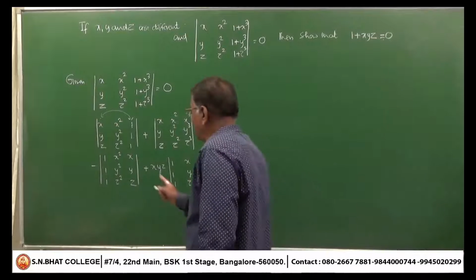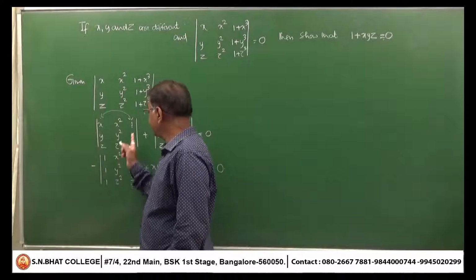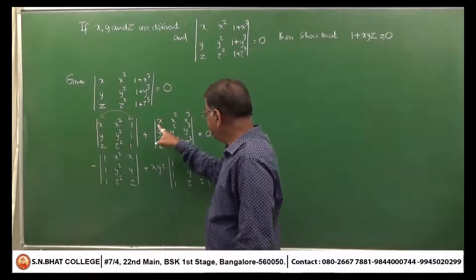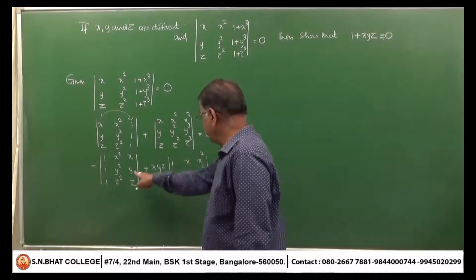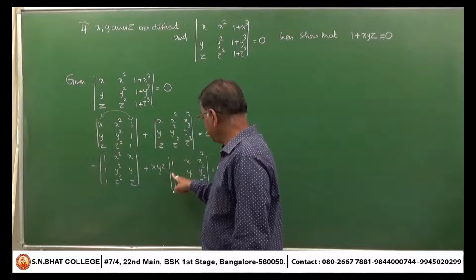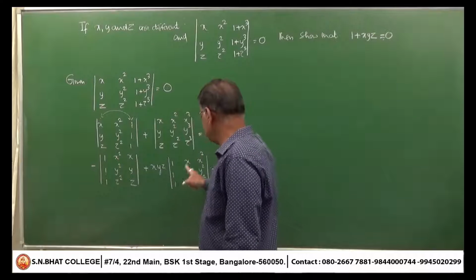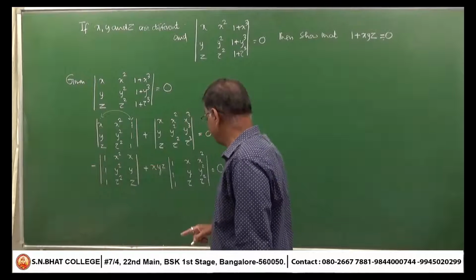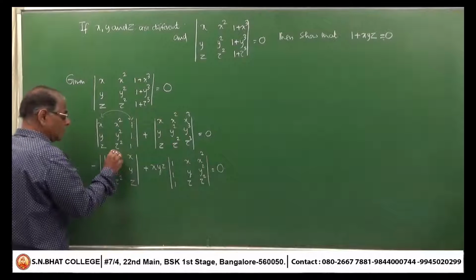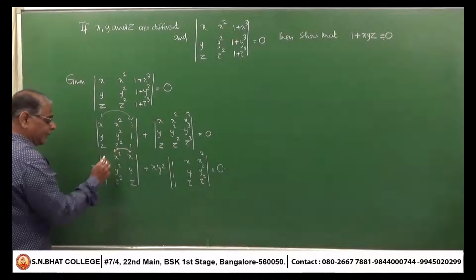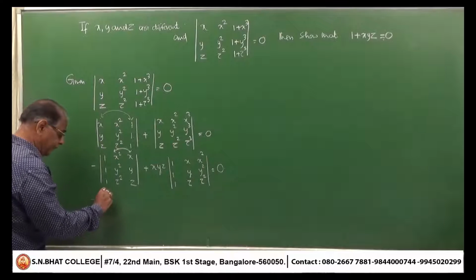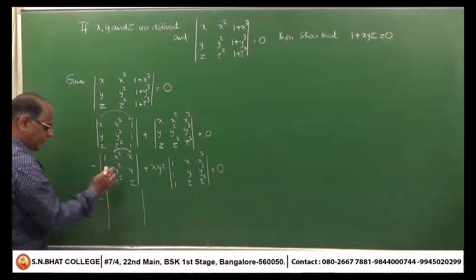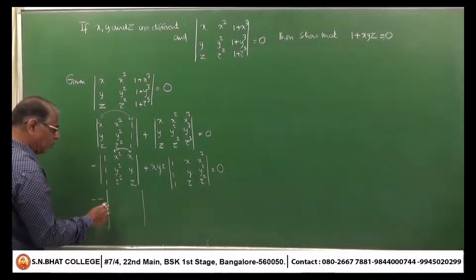See, why am I interchanging first and third column in the first matrix? Because I will try to write the first determinant in this form, since in the second determinant the first column is 1, 1, 1 and the second column is x, y, z. Again I have to interchange second and third, and already one minus is there, so after interchanging second and third column you get one more minus.